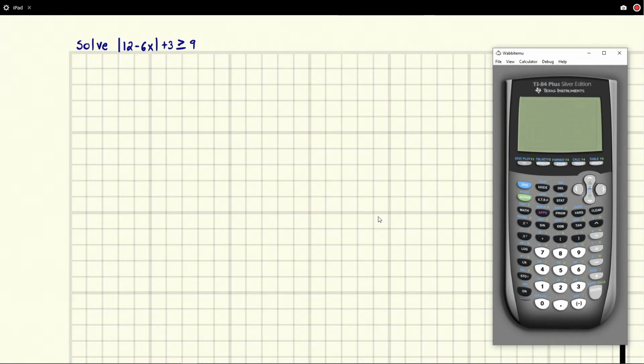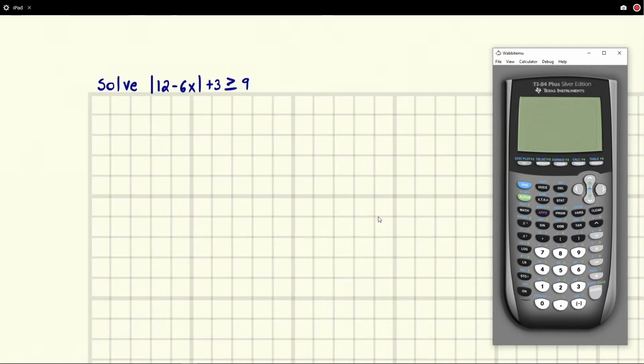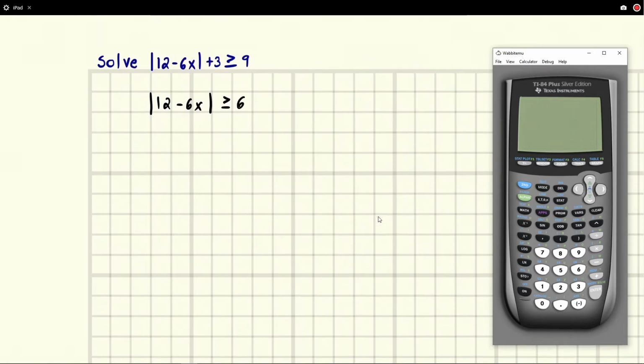We've been given the following equation: the absolute value of 12 minus 6x, plus 3, so that's outside the absolute value, is greater than or equal to 9. They want us to solve this, so let's first isolate the absolute value. It's always a good idea. We do that by subtracting 3 from both sides. We get the absolute value of 12 minus 6x is greater than or equal to 6, because 9 minus 3 is 6 and 3 minus 3 is 0.